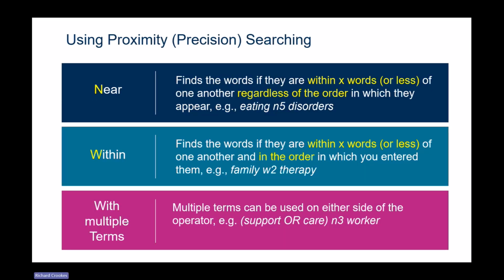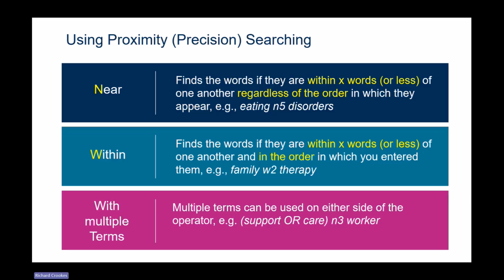Now, just to move on here then, in terms of precision or proximity searching, we support near and within operators. So these can be applied to EBSCO's databases, including PBSC. So near will find words regardless of the order you enter them in. So if you're thinking of disorders related to eating, or eating disorders, if you put eating N5 disorders, it would find the word eating near 5 words or less of disorders, as well as disorders within 5 words or less of eating. So regardless of the order in which they appear, and the number there is literal, so it's 5 words, not 4 words or less.